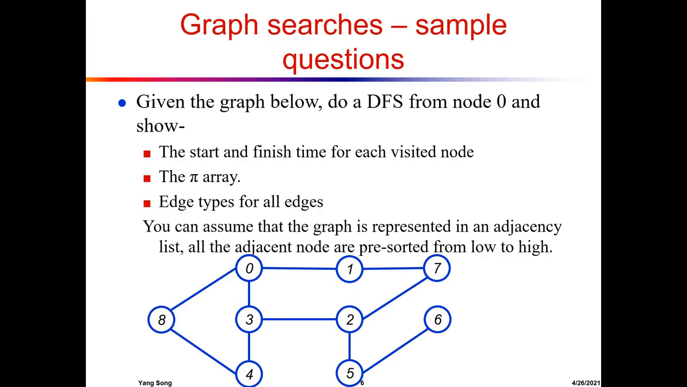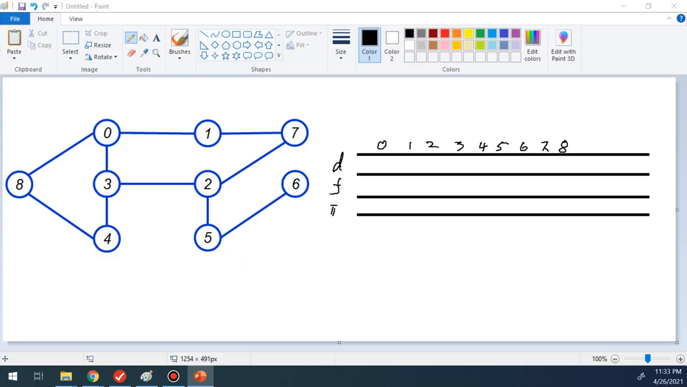Again, the pi is for the parent, and in addition, we also want to have the type of each edge, the edge type. Since we are doing an undirected graph, we will only have tree edges and back edges in this case. Okay, let's start. We are also going to start from 0.